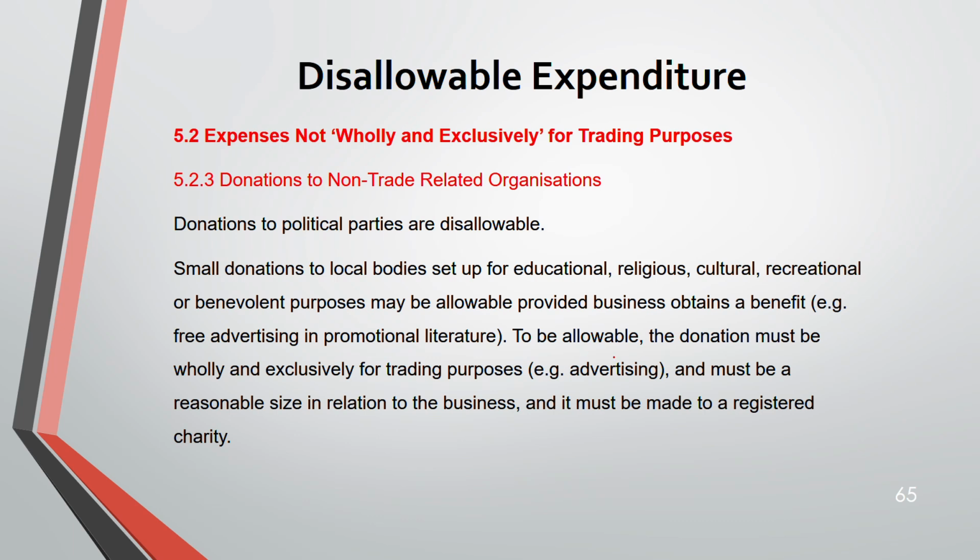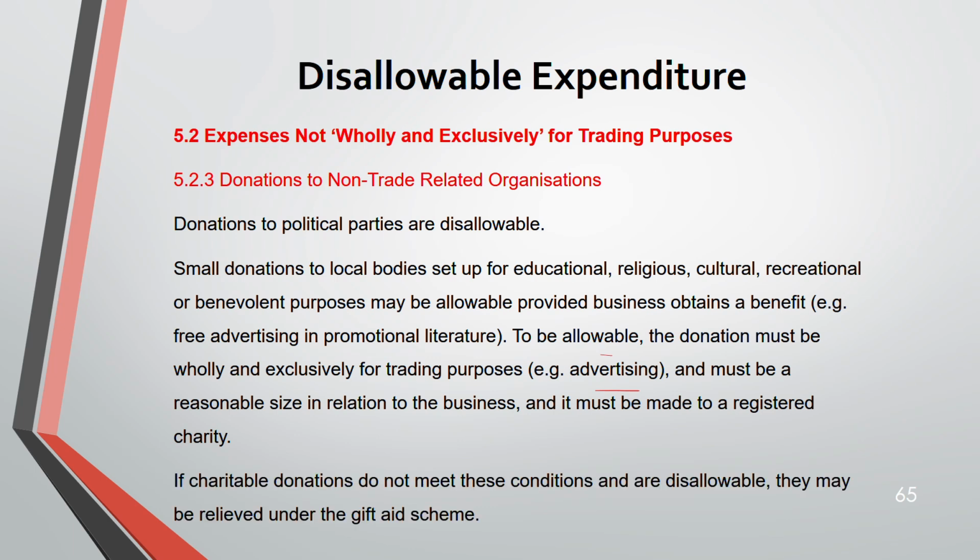So to be allowable, donation has to be for trading purpose. And the advertising, for example. They must be a reasonable size in relation to the business and must be made to a registered charity. If the charitable donations do not meet these conditions, they are disallowed. But because you are donating under charitable donation, under the gift aid scheme, which we have covered in lecture 2, you can get some relief.